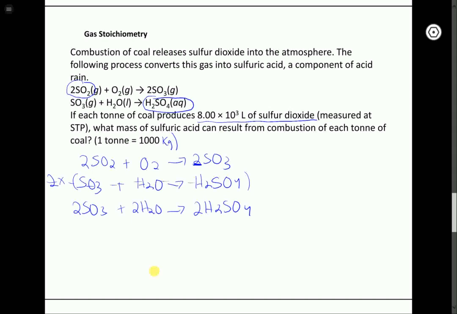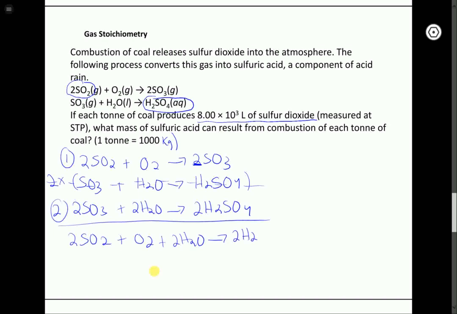Alright, so then we're going to add this first step here to this modified second step to get our overall reaction, which is 2 SO2 plus O2. The SO3s cancel out now, and we have 2 H2Os going to 2 H2SO4. Alright, so this is the process for making acid rain.